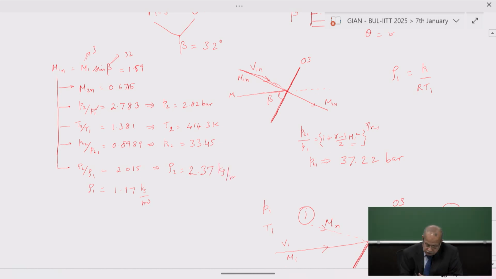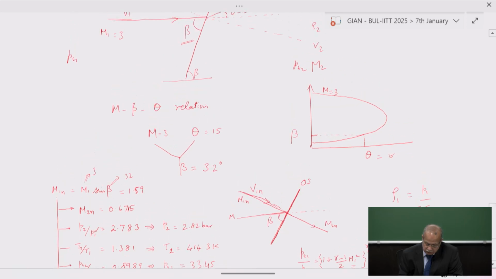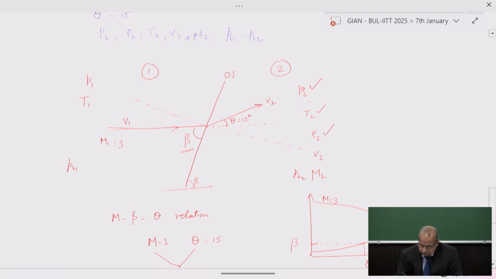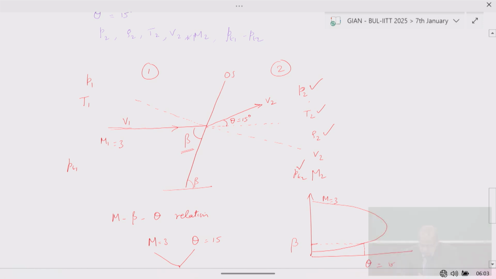2.37 kg per meter cube. So what have we calculated, all the parameters? We are asked to find out P2. We have calculated PT2, static pressure. We have calculated the static temperature. We have calculated the static density. We have calculated the stagnation pressure. We can then find what is PT1 minus PT2. That is the pressure change.